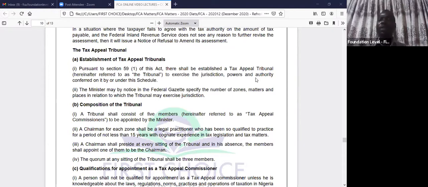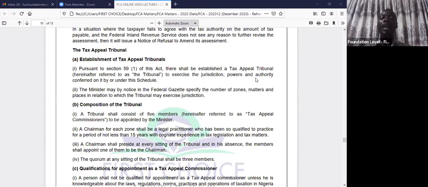Now, there is a reason why the legal practitioner is preferred to be the chairman. This is because the judgment of the tax appeal tribunal is seen to be coming from the courts, from the high courts. And so if he has legal practitioner experience, he will be giving judgment as though it is coming from the court, even though the tax appeal tribunal is not a court.